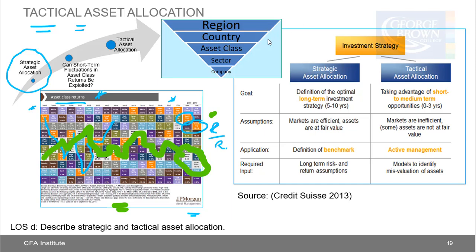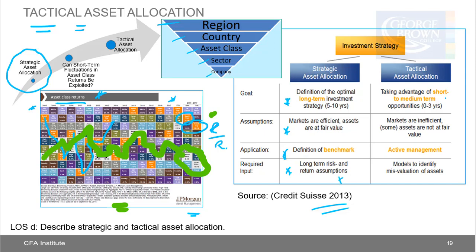And I just wanted to finish this slide to show that this tactical asset allocation may not only be asset classes, it can be region, country, asset class, sector, company, these tactical moves. And just again from Credit Suisse 2013, we looked at this before. The strategic asset allocation is your long-term investment strategy, assumes that markets are efficient, defines the benchmark, and you need the long-term risk and return assumptions.